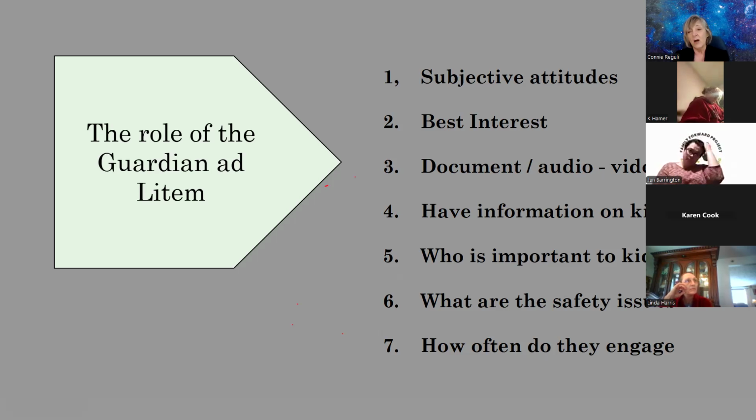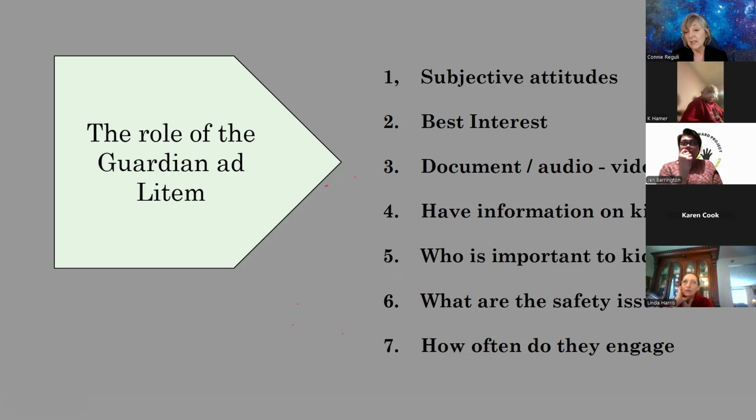Again, document, audio, video, have information on the kids. I have had parents who've been extremely proactive and they have gone to the pediatrician, they've gotten their records from the pediatrician, they've gone to the school, they've got the records from the school, they already know a lot of these. And who's important to the kids? You're going to want the guardian ad litem to know who's important to the kids. If your kids have an aunt or uncle or cousin that's close to them, you're going to want the guardian ad litem to touch base with them and reach out to them.